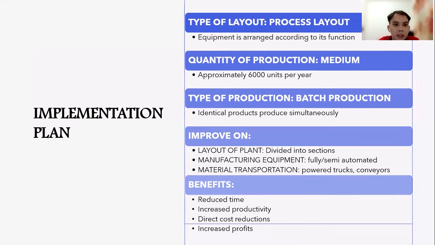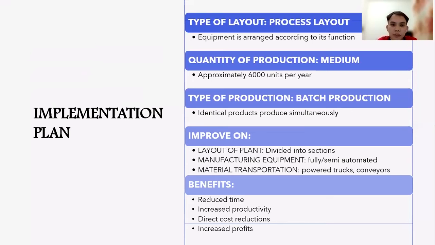For the implementation plan, a process layout is the most suitable to be developed based on the flow of the production processes, since the project is medium production. Quantity of production: we estimate around 6,000 units per year. Type of production: batch production. This is identical products produced simultaneously.